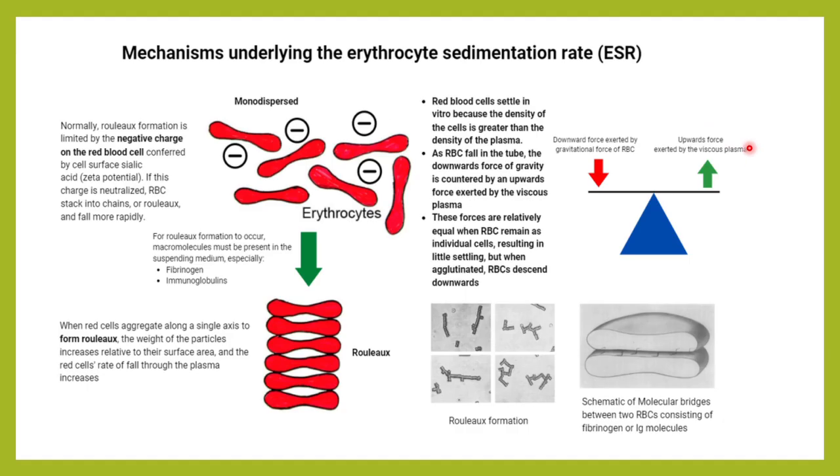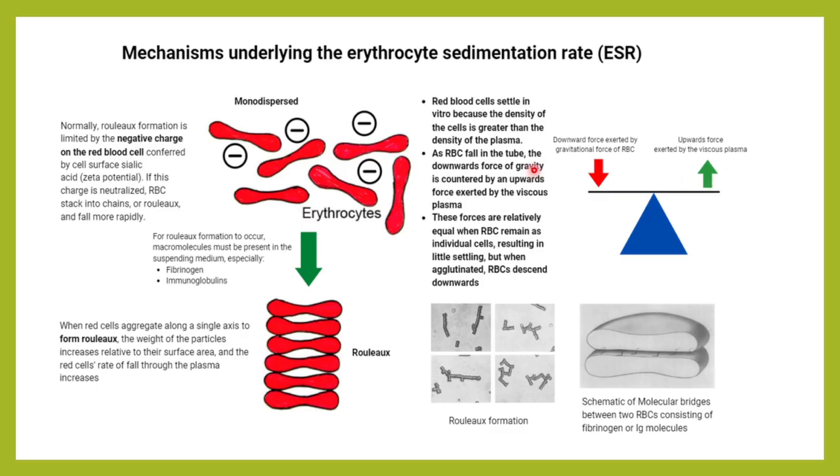These forces will be relatively equal when RBCs remain as individual cells, resulting in little settling. But when they are agglutinated, the pull becomes greater and faster compared to this, and you get the RBCs settling down.